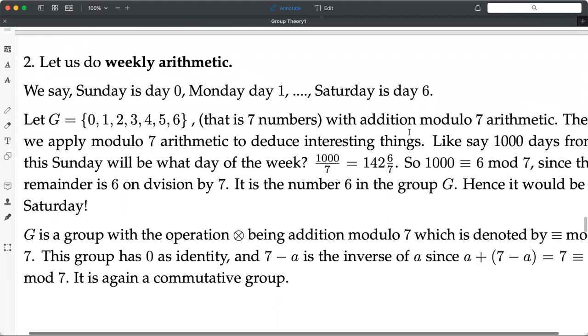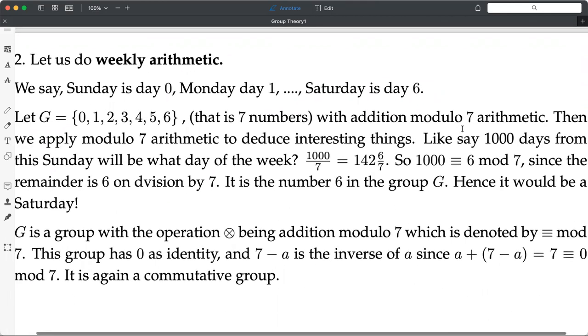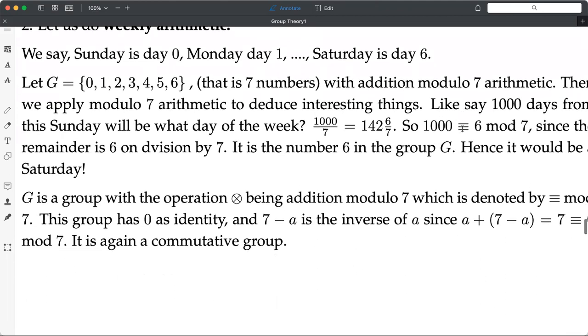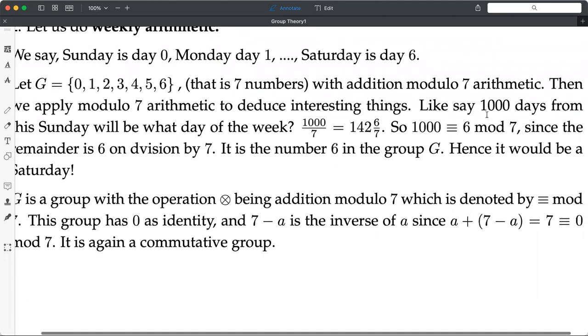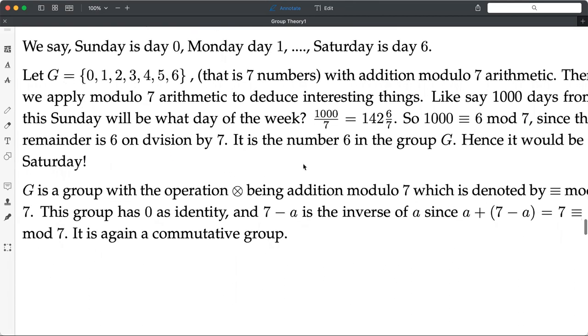Okay, now let us do weekly arithmetic. Let us say Sunday is day 0, Monday is day 1, Saturday is day 6. So G consists of the numbers 0, 1, 2, 3, 4, 5, 6 with addition modulo 7 arithmetic. Then we can ask, what is 1000 days from this Sunday? What day of the week will it be?